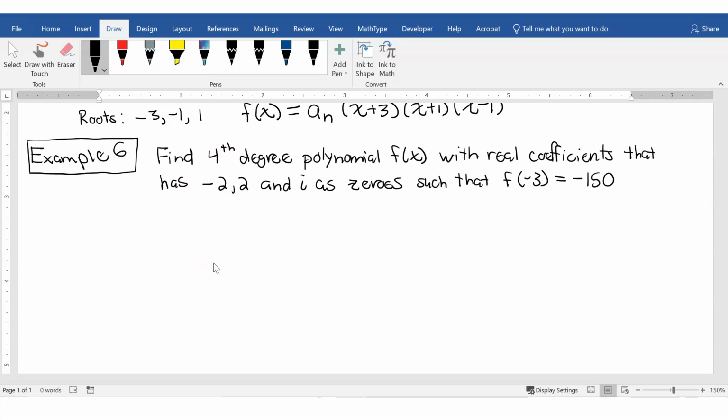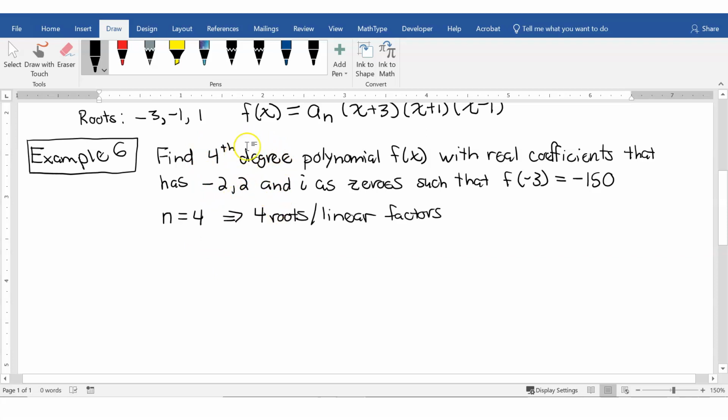Let's look at example 6 on page 402 of your textbook. So they ask, find a 4th degree polynomial, f of x, with real coefficients that has -2, 2, and i as zeros, such that f of -3 equals -150. So there's some key information we need to pull out of that to get the problem started.